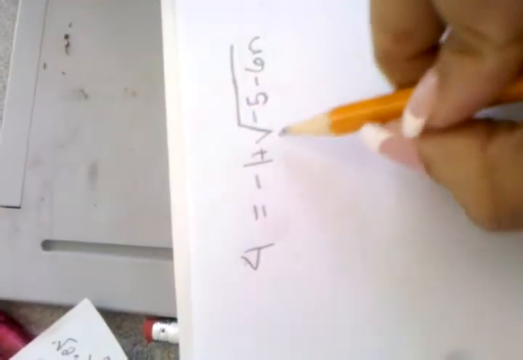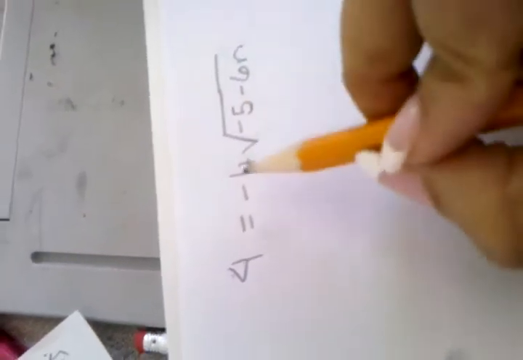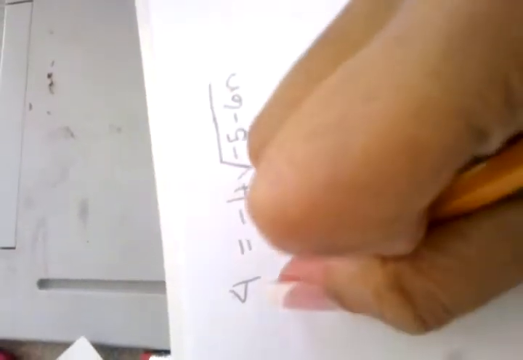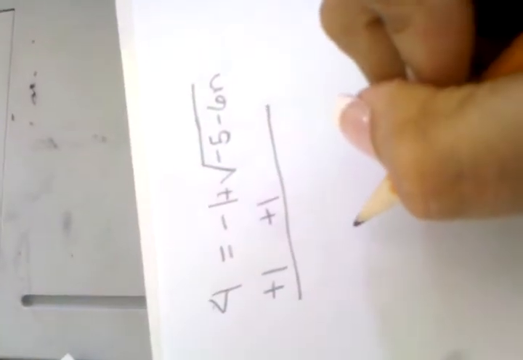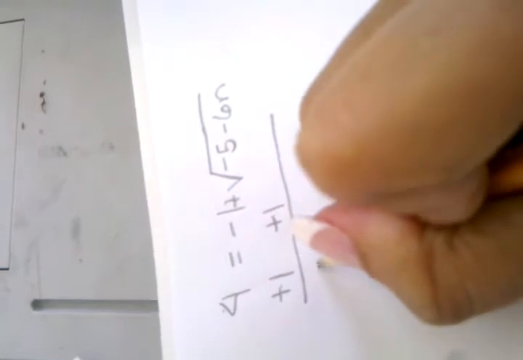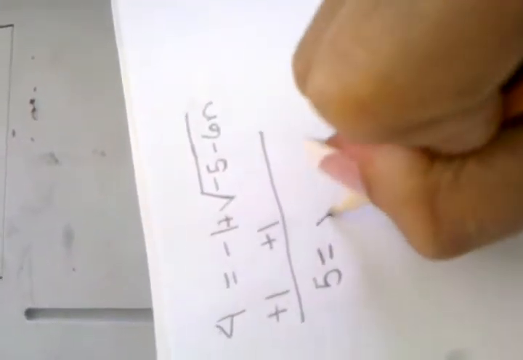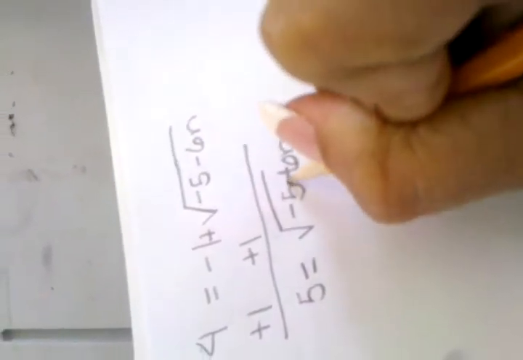We need to isolate the radical term, and in order to do that, we need to get rid of the -1. We would get rid of the -1 by adding 1 to both sides of the equal sign. Remember, same as the regular equations, whatever we do to one side of the equal sign, we must do to the other. So we get 5 equals the square root of -5 minus 6n.